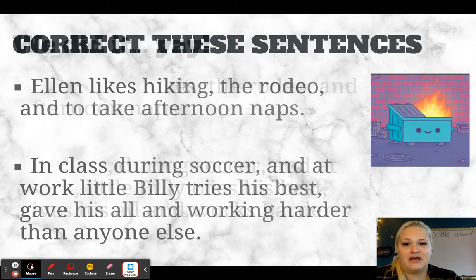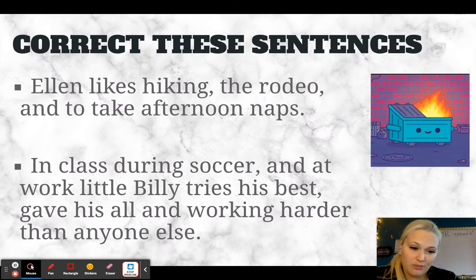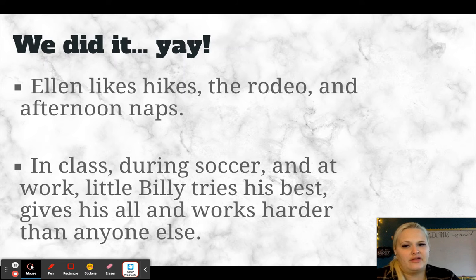So instead of "Ellen likes hiking," we have that "ing" right there, right? So it's not the same as "the rodeo" and "to take." So instead we could change it to "Ellen likes hikes, the rodeo, and afternoon naps," right? There's a couple of different ways that you could have done this. I kind of like this one the best because it shortens it up, because you could always say hiking, going to the rodeo, right? And taking afternoon naps. That just makes it a little bit longer. I like this because it condenses it.